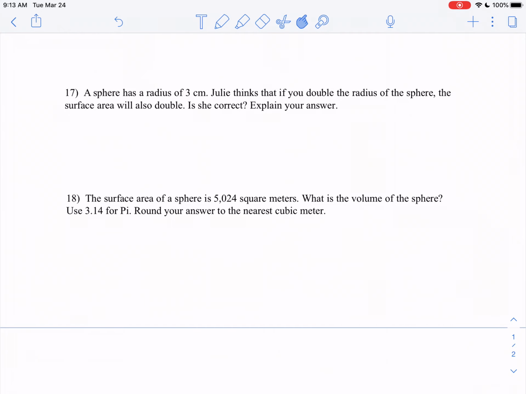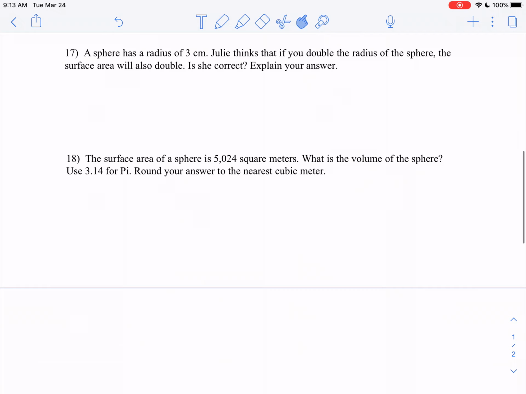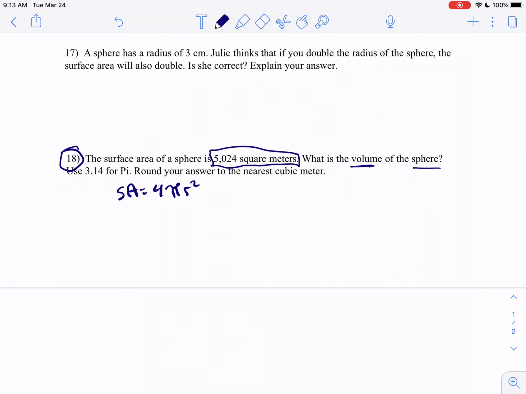And there is one other question to think about. So on number 18 right here, the surface area of a sphere is 5,024 square meters. What is the volume of the sphere? So let's think about what our 2 formulas are. Our surface area formula is 4 pi r squared, and we were told that the surface area is 5,024. So that equals 4 pi r squared. But we need to find the volume. Our volume formula is 4/3 pi r cubed.